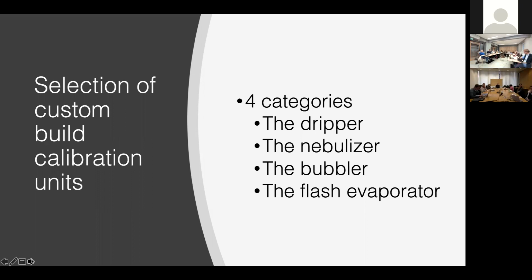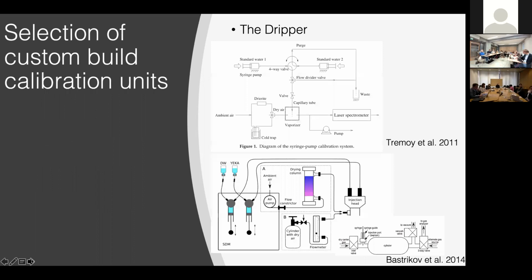But in general, I counted four categories of custom-built calibration units. There's the dripper, the nebulizer, the bubbler, and the flash evaporator. The early studies go back to the early work of Lee et al. in 2003, which of course was using a dripper, in which you simply drip water droplets into a chamber where it evaporates, and you then measure. There was also further development of a commercial system that would allow for more continuous and long-term measurements.